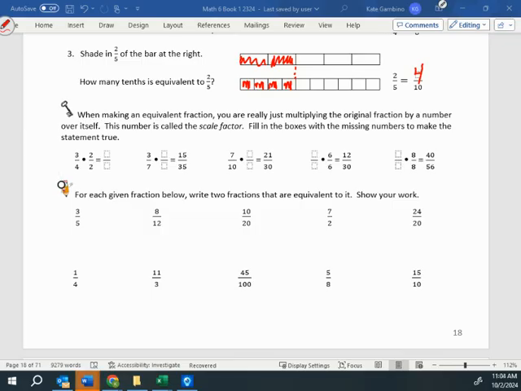But when we simplify it down, it's going to simplify to the same parts. So when making an equivalent fraction, you are really just multiplying the original fraction by a number over itself. This number is called the scale factor. Fill in the boxes with the missing numbers to make the statement true. So our scale factor for this first one, we are multiplying both the top and the bottom by 2's. So 3/4 is equivalent or equal to what?